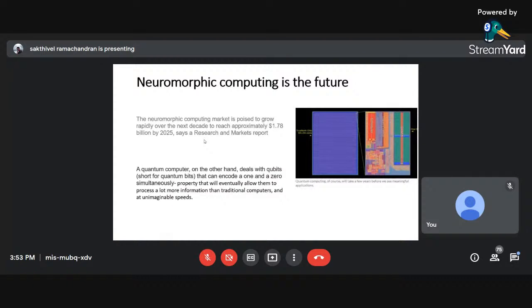And definitely this neuromorphic computing is expected to be the future, wherein memories, quantum computing, all this are going to be a part of it. The beauty of quantum computing is that it can simultaneously store and process a lot more information than traditional computers, and it also comes with very high speed. These quantum computers use qubits rather than bits, which are of 0 and 1.